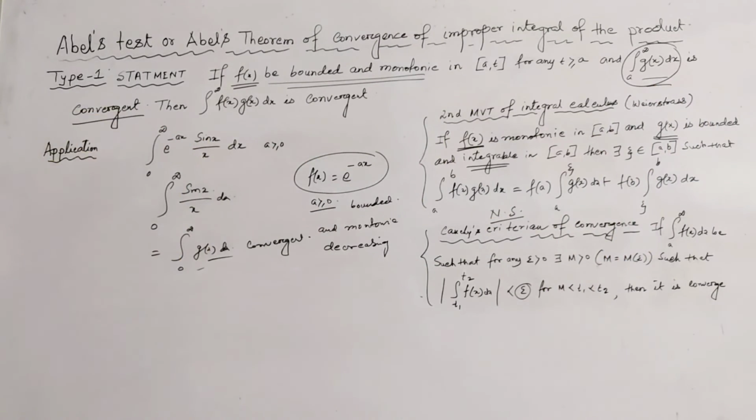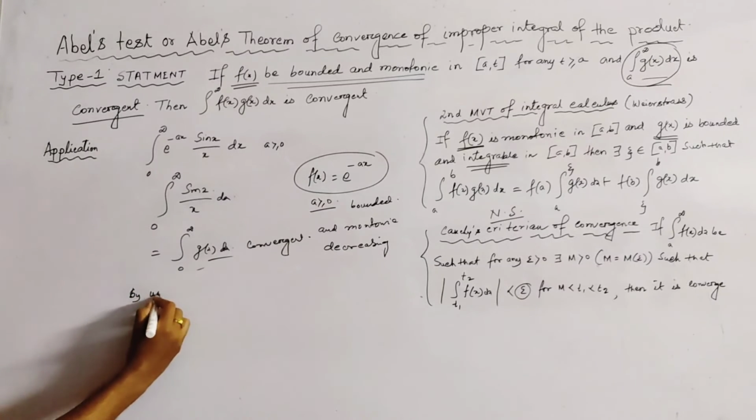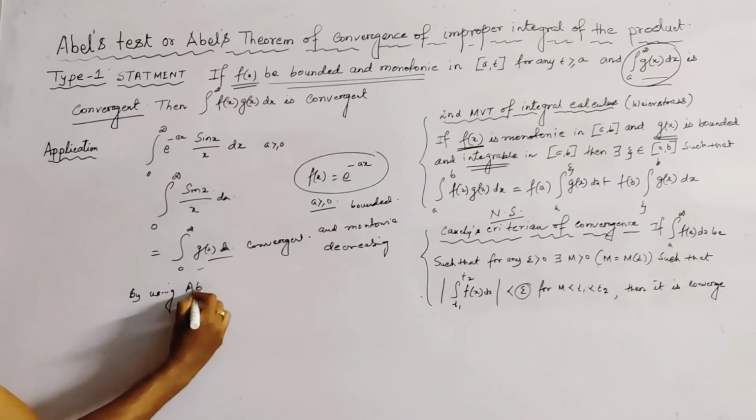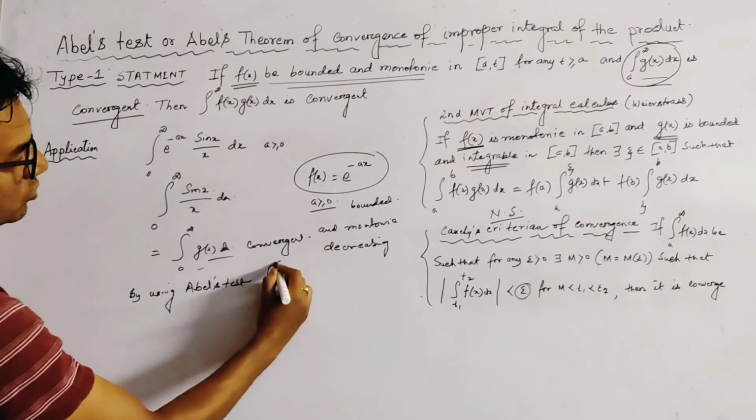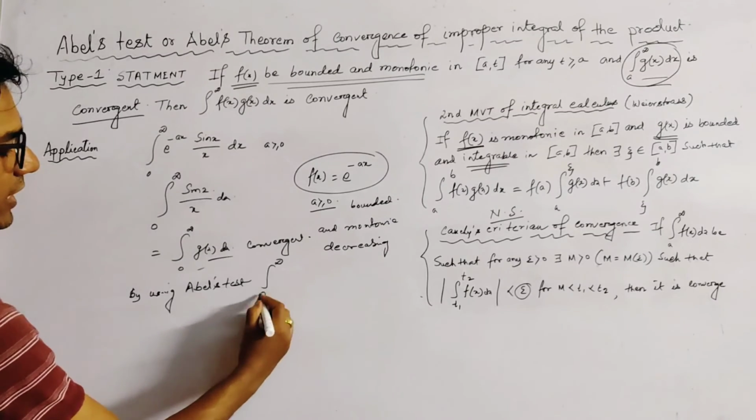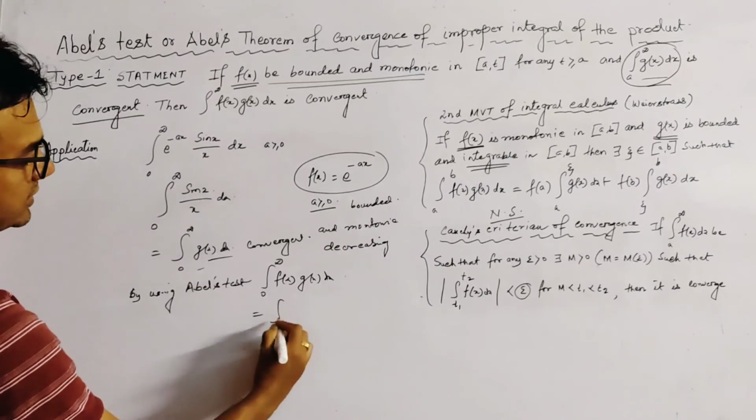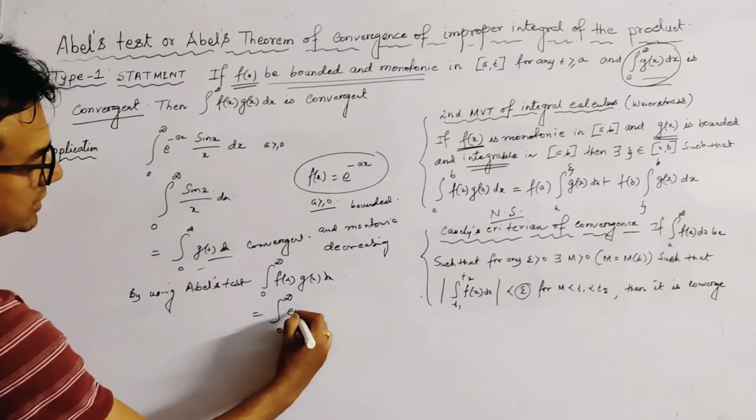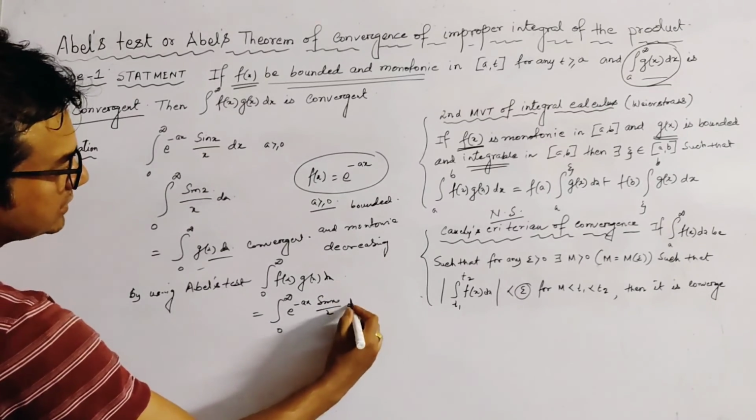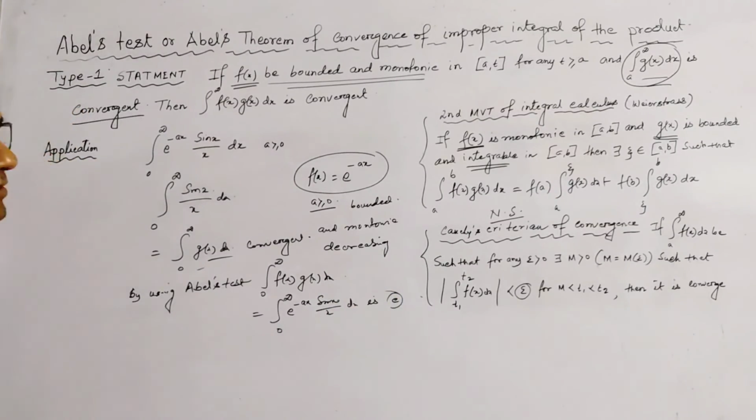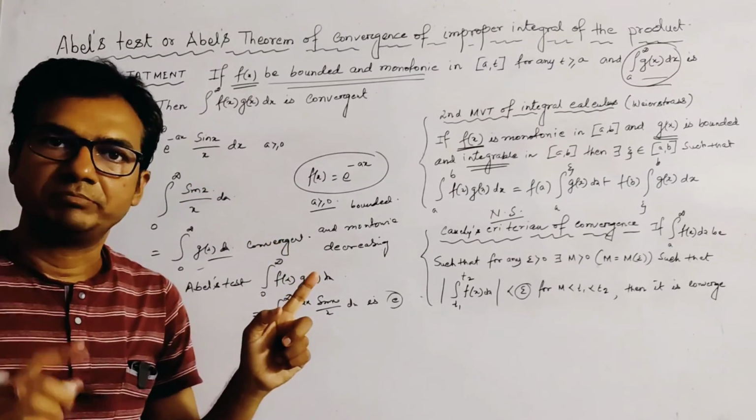This is convergent. So by using Abel's theorem, by using Abel test, integration a to infinity, that is 0 to infinity here, f(x) into g(x) dx, that is, e to the power minus ax into sin x by x dx, is convergent. Okay, this is a very important application also for your exam.